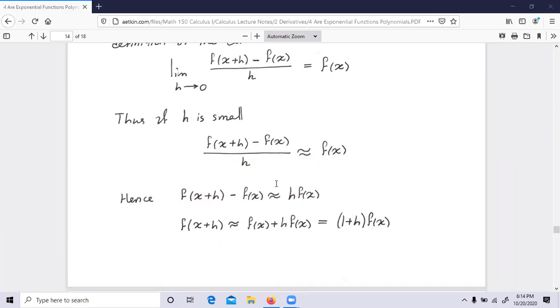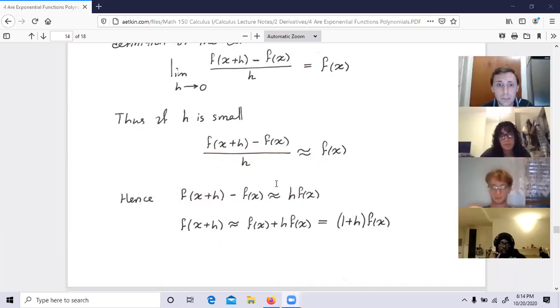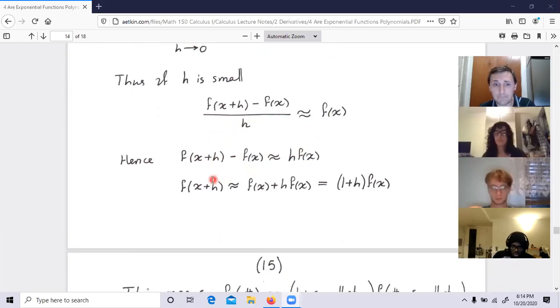Wonderful. I hope, guys, you can tell me if you're stuck. Again, tell me. I will try to re-explain. So what happens here? I move the minus f of x across the equal sign, and I get that f of x plus h is approximately f of x plus h f of x. And then I can factor f of x out. So 1 plus h times f of x is approximately equal to f of x plus h.